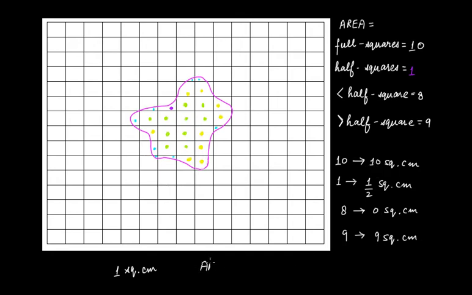So area will be 19 square centimeter plus this half square centimeter, and this will be what? 19 whole number and this half fraction square centimeter, right? So 19 and this half written in the form of mixed fraction, and this will tell you the area of this diagram.